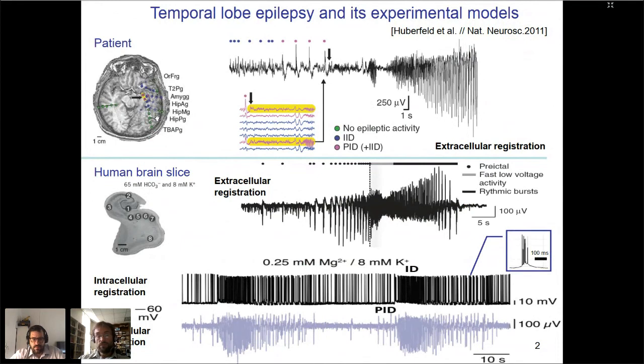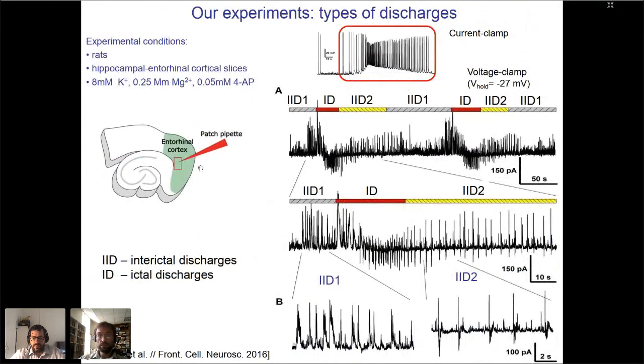Of course, to study the mechanism, we need intracellular recordings, and they are available in experimental models, starting from human brain slices. In slices, physiologists provoke epilepsy with a pro-epileptic solution, so they change the balance of excitation and inhibition in favor of excitation. They observe similar activity to what we see in a patient. In one neuron, we see here two ictal discharges and interictal discharges between. Each interictal discharge is a burst of spikes or action potentials. We do experiments in rats, in cortical hippocampal slices, and observe the origin of discharges in the entorhinal cortex.